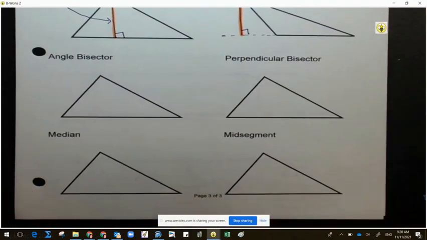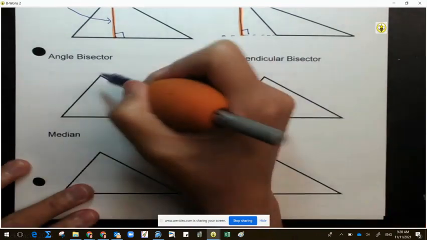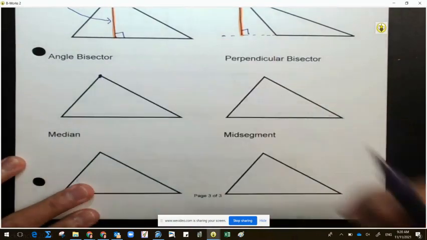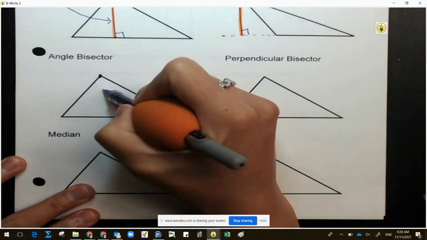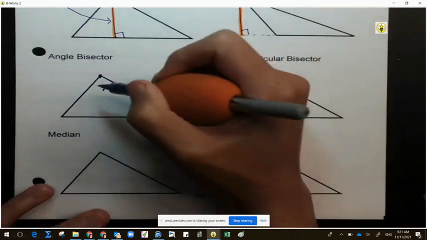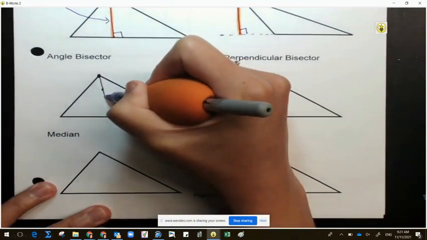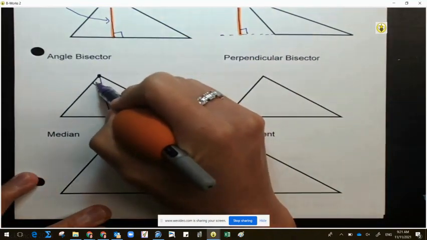So then let's look at angle bisector. On an angle bisector, I want to look at this angle. And I want to pinpoint where the bisector could go. And let's go ahead and connect and notate.